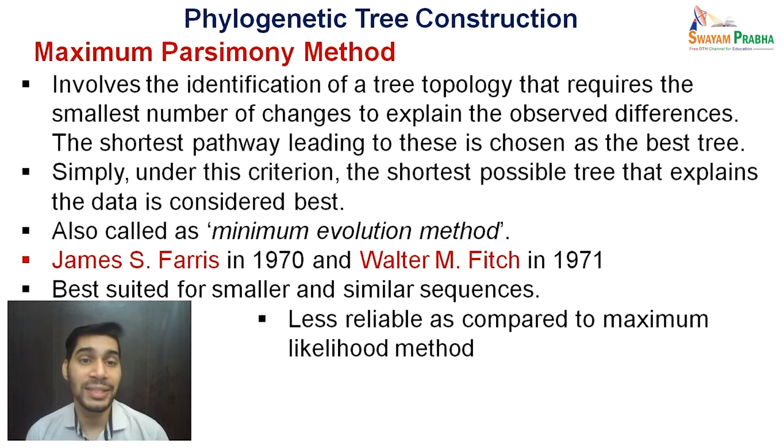It was developed by James S. Farris in 1970 and Walter M. Fitch in 1971. This is the best suited method for smaller and similar sequences, but it's less reliable as compared to maximum likelihood. Let us see how it works.